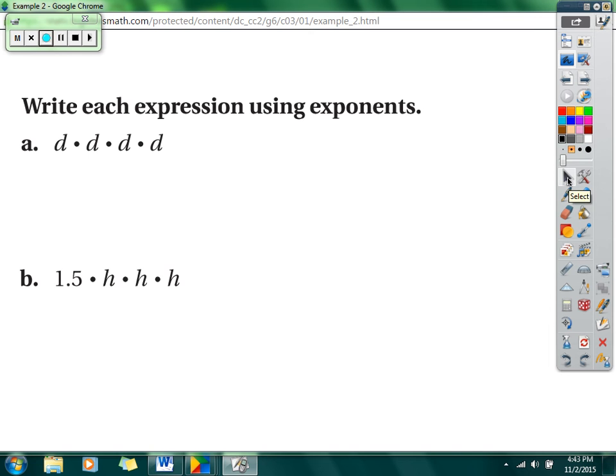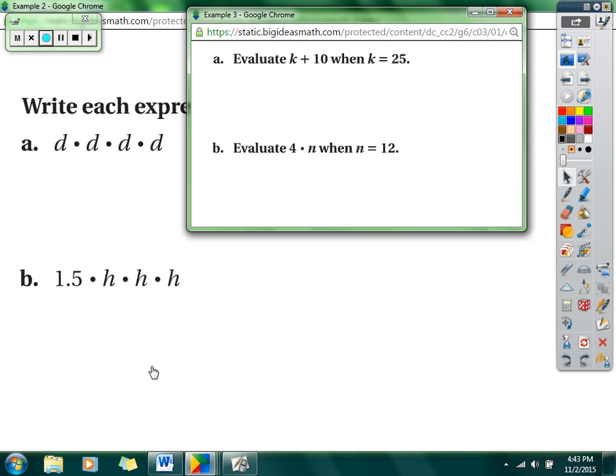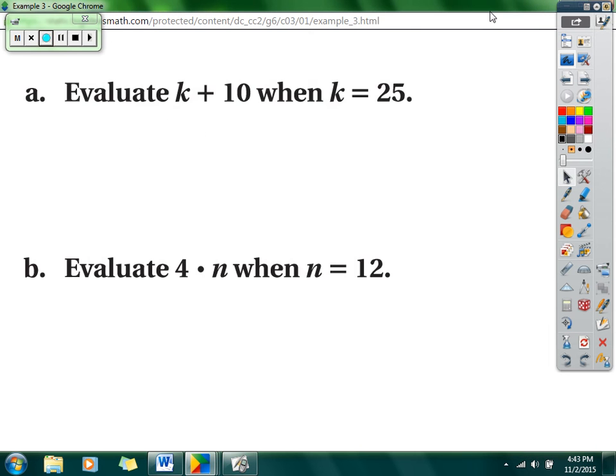The next example we're going to go over is example number 3. Example number 3 talks about what happens when you're substituting for a variable. So substituting is a big word in algebra that you're going to be hearing for the rest of your lives in math. All it's saying is whenever I see a k, I enter 25. Okay, I keep everything else the same, but I enter 25.